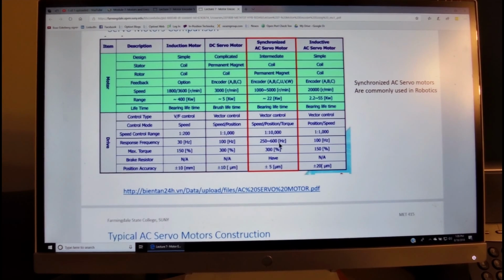Typically, at this rate, all the acceleration and deceleration happens within a few milliseconds, or 10 milliseconds, which is way below the limiting factor of 1 second. And the position accuracy is on the order of microns, which again is very high performance, very high speed, very high precision, both dynamic and static.